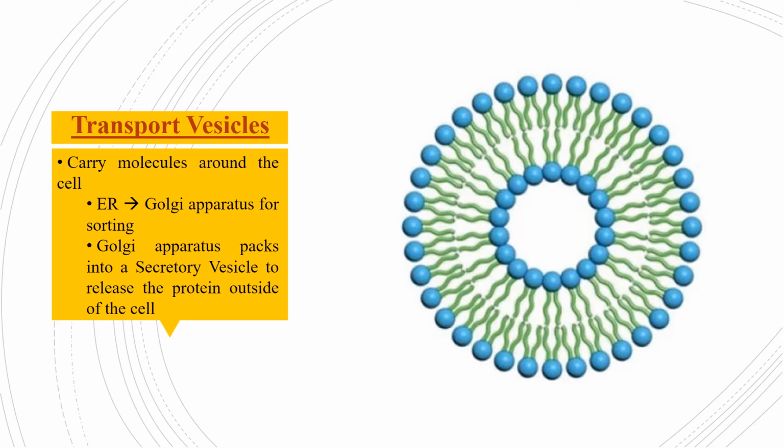Either it takes the protein synthesized by the ribosomes to the ER and then to the Golgi apparatus for further sorting, or the Golgi apparatus, once after receiving the protein, can pack it into the secretory vesicle, and then these secretory vesicles can release their content, that is the protein, outside of the cell.